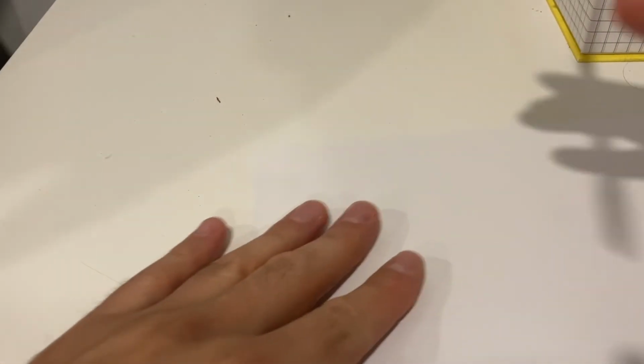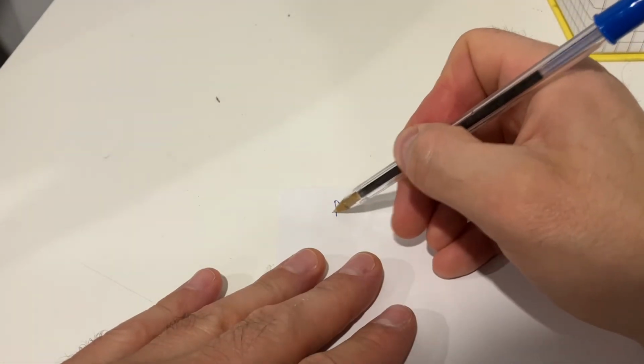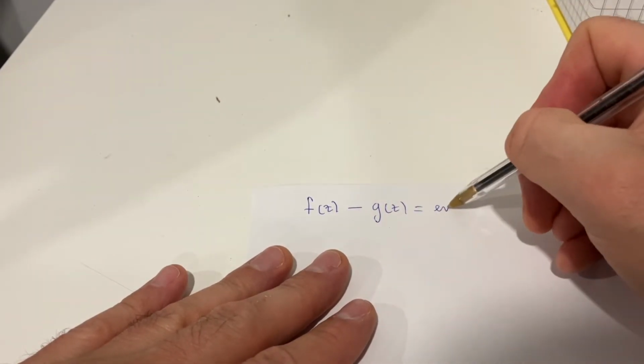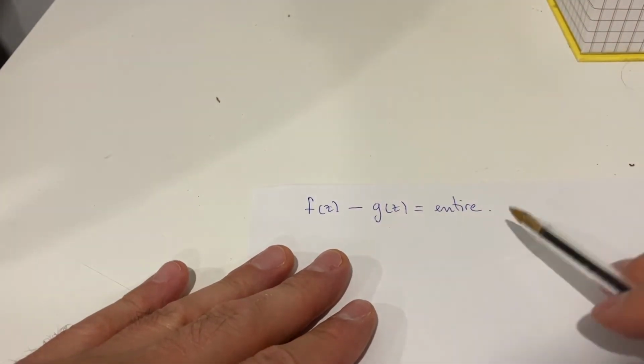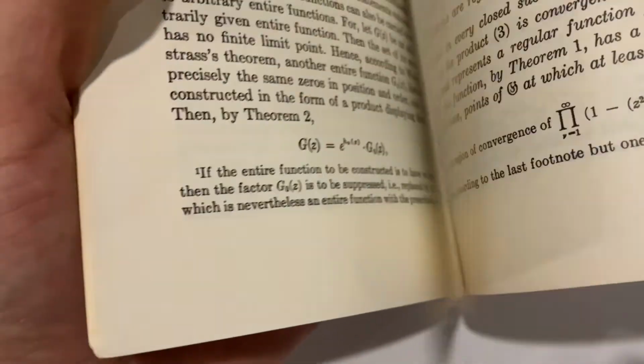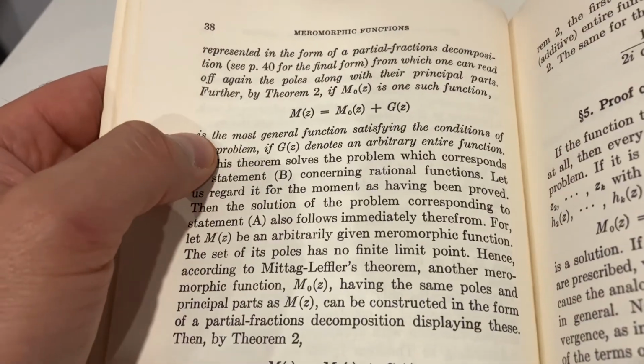So now what we have here is that the difference of f minus g is an entire function. All right, because that's the decomposition in the theorem, given or provided by Mittag-Leffler's theorem here.